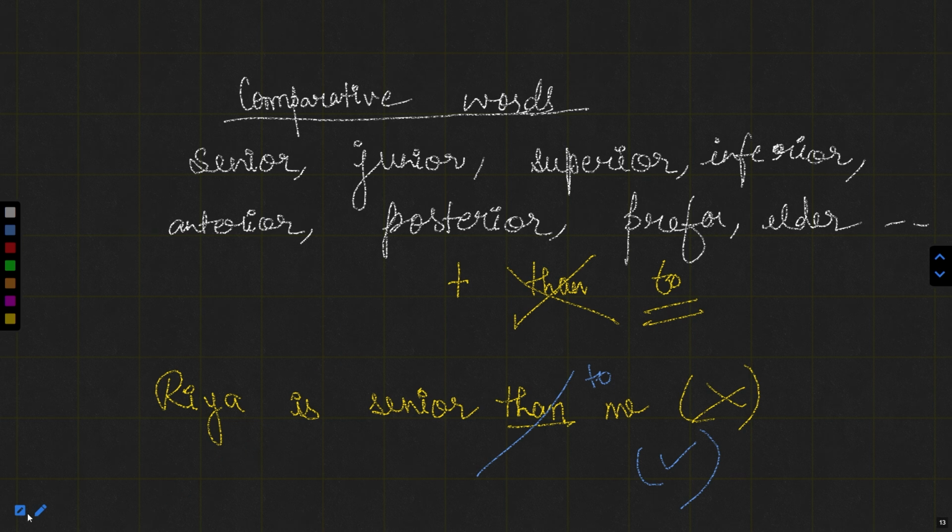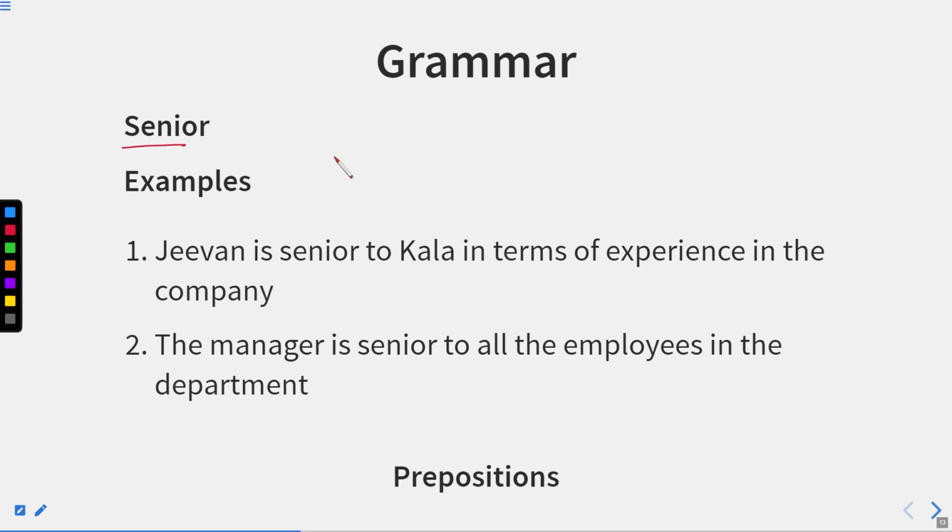So let us get back to our slide. Jeevan is senior to Kala in terms of experience in the company. Now, senior refers to someone who has more experience. So, this is known as senior. So, Jeevan is senior to Kala. The manager is senior to all the employees in the department. So, we are using senior to, not senior than. Senior than cannot be used.